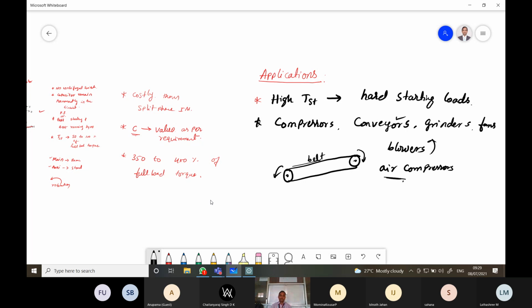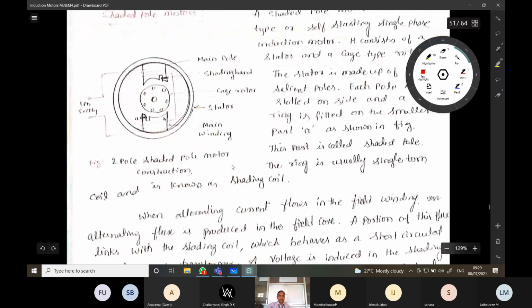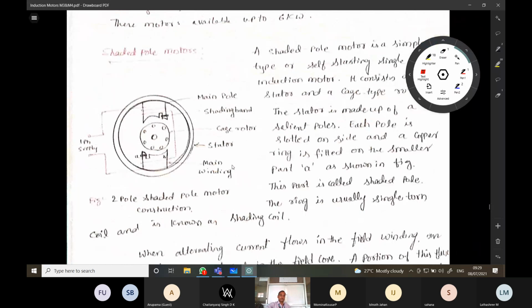And these motors are available up to 6 kilowatt rating. The single phase induction motor of the capacitor start and capacitor run type can be available in high ratings up to 6 kilowatt. So these are the applications of the capacitor start and capacitor run induction motor. The next one is the shaded pole type motor.